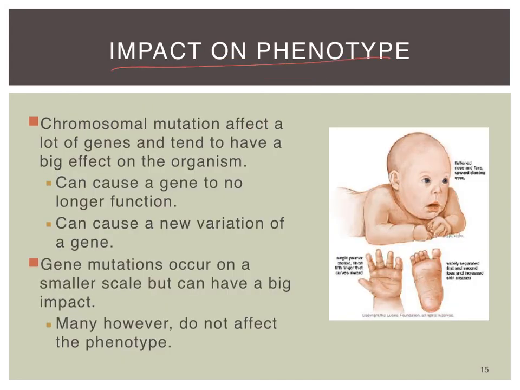So the impact on phenotype: chromosomal mutations affect a lot of genes and tend to have a big effect on the organism. They can cause the gene to no longer function, or they can cause a new variation of the gene. Gene mutations occur on a smaller scale, but can also have a big impact. Many of these, however, don't affect the phenotype at all. Again, a point mutation can cause a silent mutation that doesn't affect the protein at all, so you'd never even know there was a mutation. There is, because it's a change in the DNA, but it doesn't affect the protein one bit.